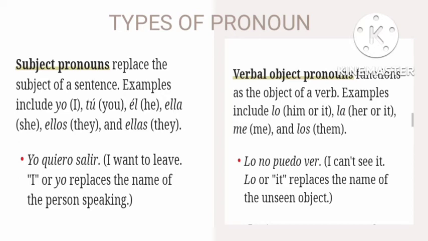Second is the verbal object pronouns. Verbal object pronouns function as the object of the verb. For example, "lo no puedo ver," I can't see it. Lo, or it, replaces the name of the unseen object.